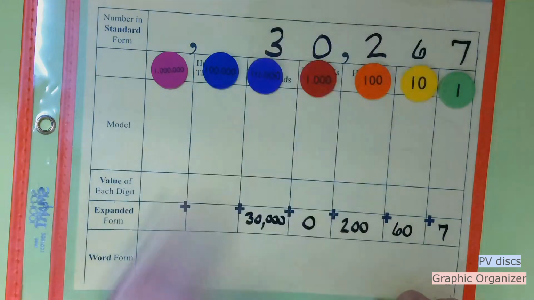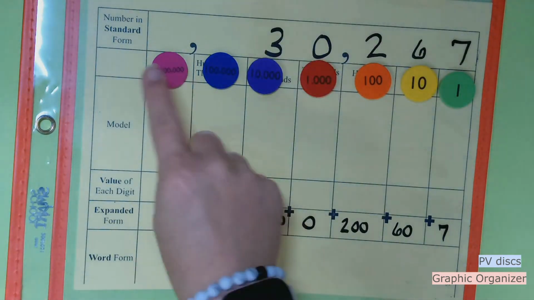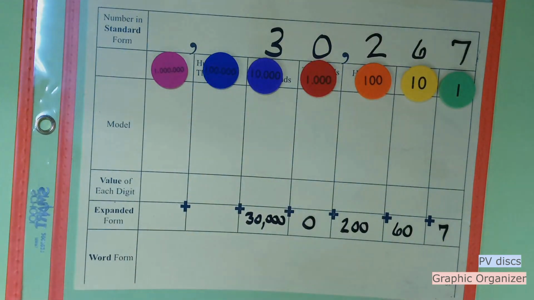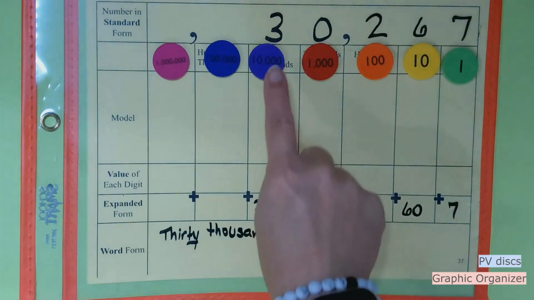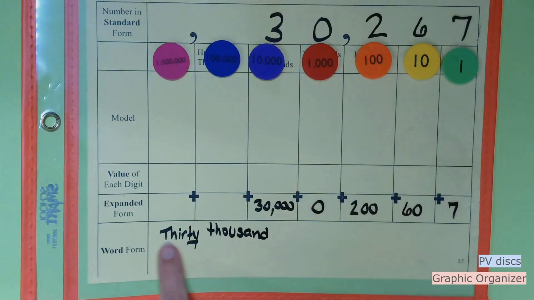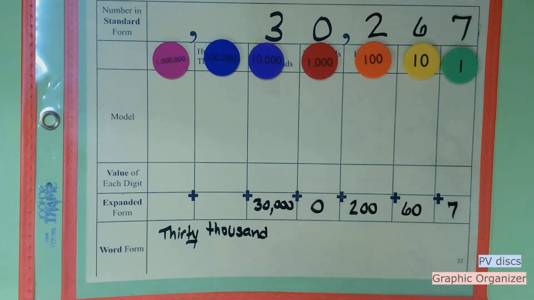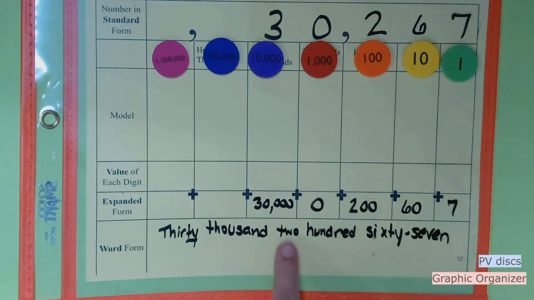Here we're going from expanded form back to standard form and then to word form. Again, this type of graphic organizer gives the flexibility to have you work throughout the different forms, which is the expectation for the students in this grade level.